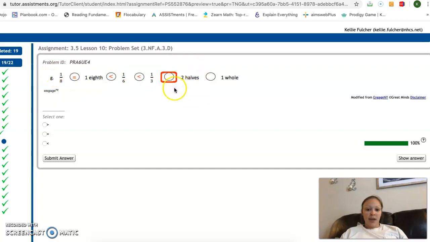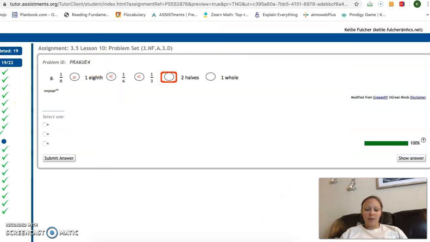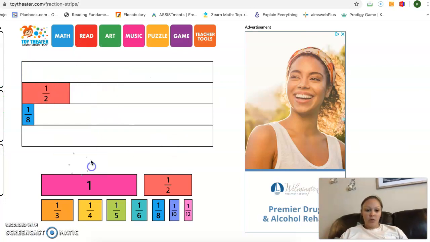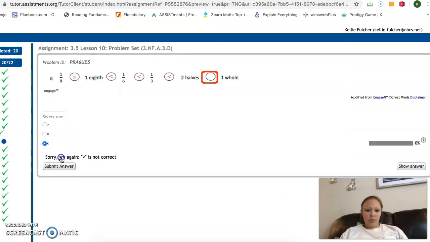1/8 compared to 2 halves. Well, we just learned that 2 halves is the same thing as a whole. So let's look on here. Here's 2 halves, and here's 1/8. We can see that 2 halves is way bigger. 1/8 is way smaller than 2 halves. And 1/8 compared to 1 whole. Here's 1 whole. Again, we can see that 1/8 is way less than 1 whole.